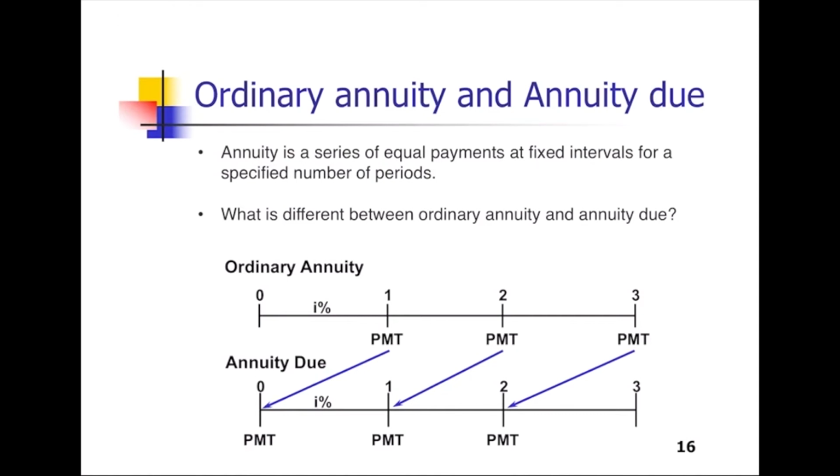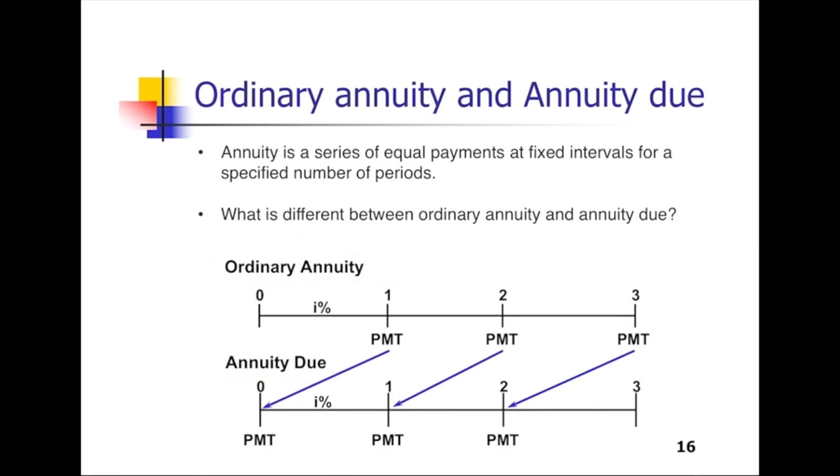This is the second part of time value of money. This slide shows annuity. The definition of annuity is a series of equal payments at fixed intervals for a specified number of periods. Equal amount of payment occur at each period, right? That is annuity. Basically, there are two different types of annuity: ordinary annuity and annuity due.